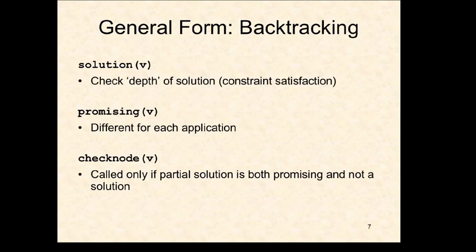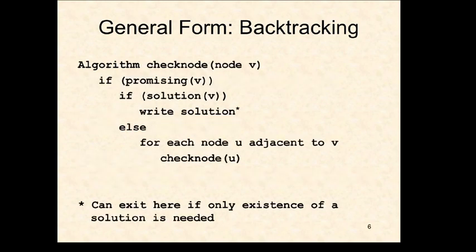So the solution, is it a solution, is usually a really simple test. Have we colored all of the nodes? Have we placed all of the queens? Usually a solution is just an if some number is equal to some size. Promising is going to have to change for every application that we want to solve. We're going to need a different promising function that is specific to that domain of problem. And the check node is just the generic name of this function. We could rename the function and call it something else, like put queen. We're going to look at it in a little bit.